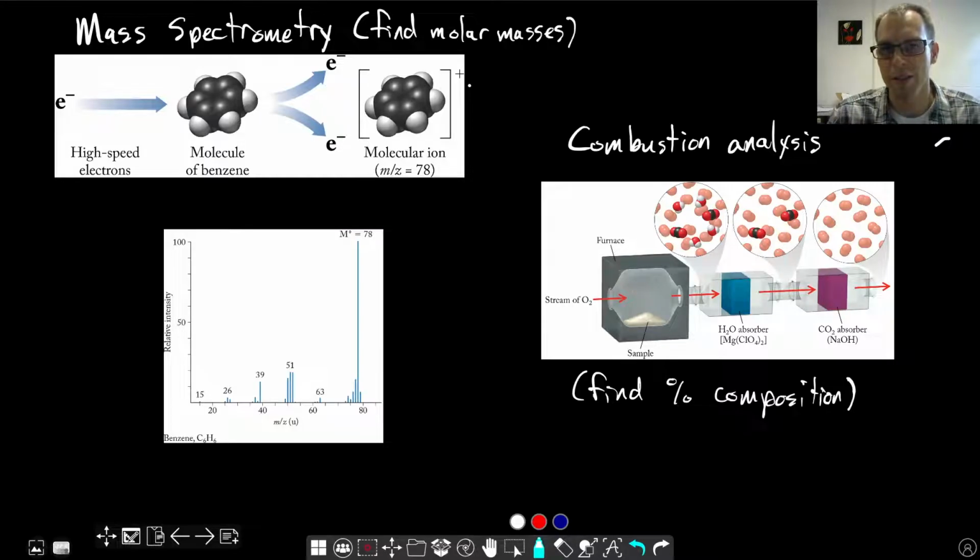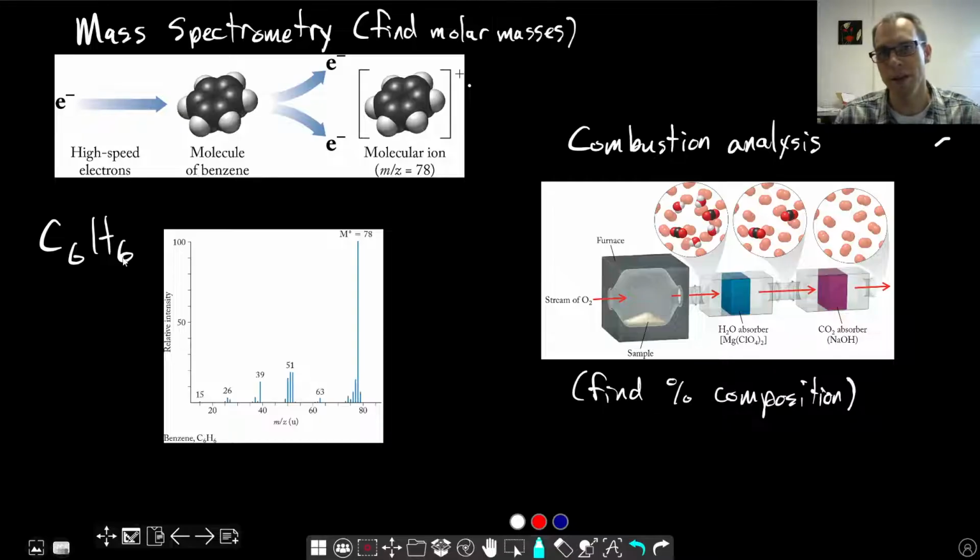As I mentioned in the last video, we can use percent compositions to find empirical formulas for compounds, but that's not always enough information to know whether that's the actual formula for that compound. To give an example of where this may be true, let's look at this molecule benzene here, C6H6.